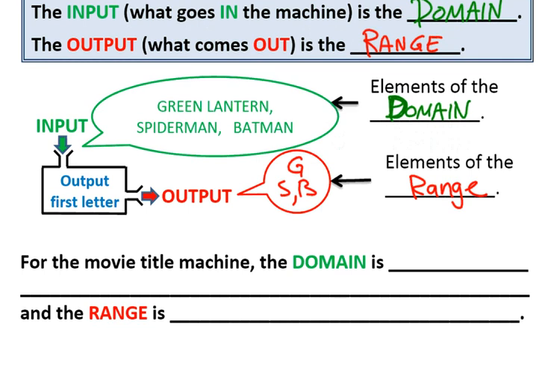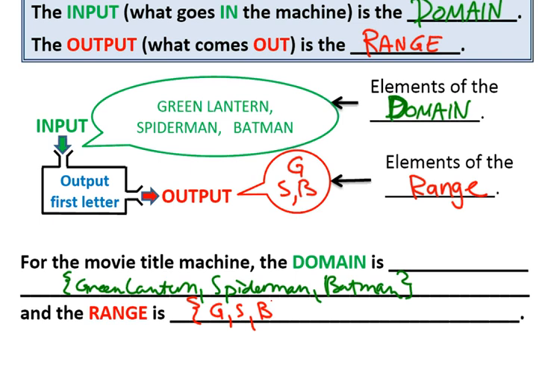For the movie machine, the domain is, and we put little brackets here, Green Lantern, Spider-Man, Batman. And the range were those first letters, and we put them again in brackets: G, comma, S, comma, B.